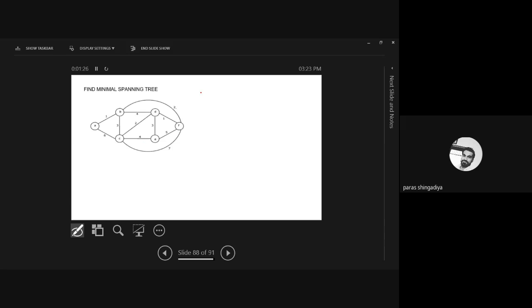Okay. So what is the first step here? First step is make a list. That is by the Kruskal algorithm. By the Kruskal algorithm, you have to derive the answer. So make a list of all the edges. Clear?